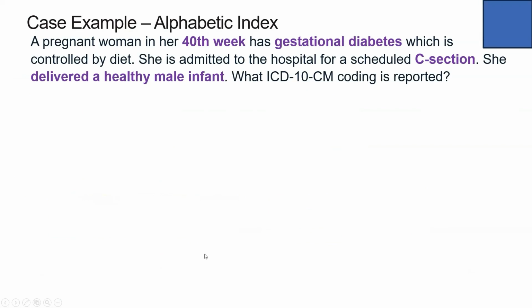So another example is a pregnant woman in her 40th week who has gestational diabetes, which is controlled by diet. She was admitted to the hospital for a C-section. She delivered a healthy male infant. What ICD-10-CM coding is reported?